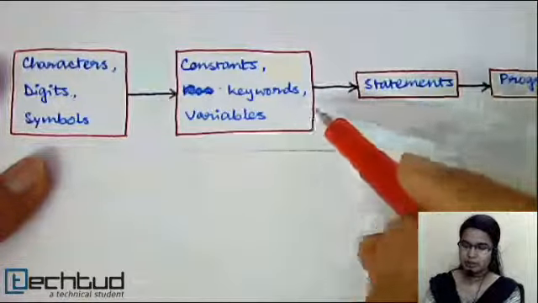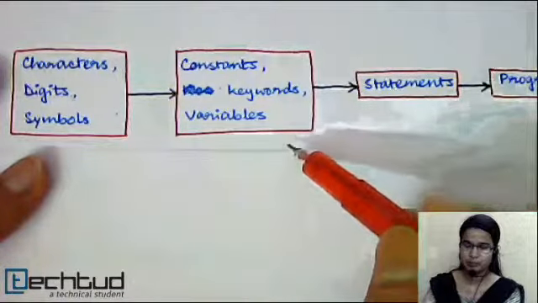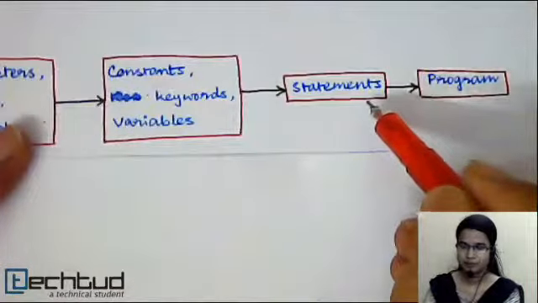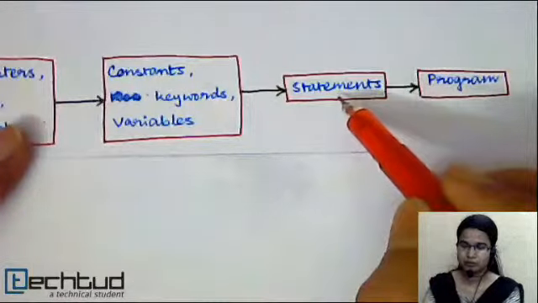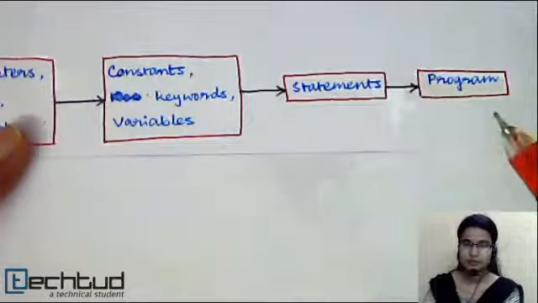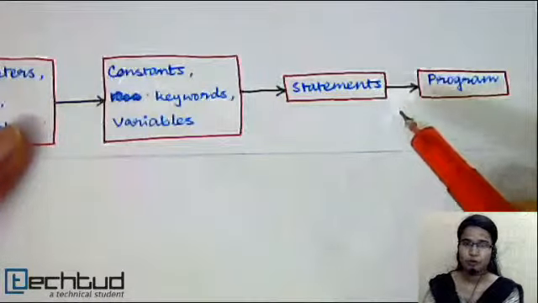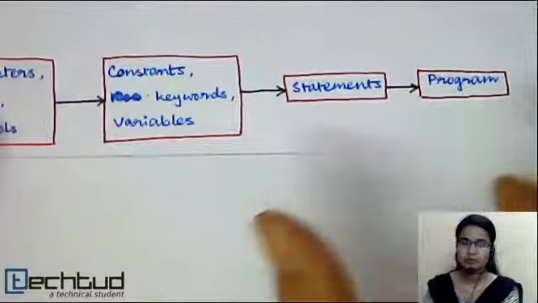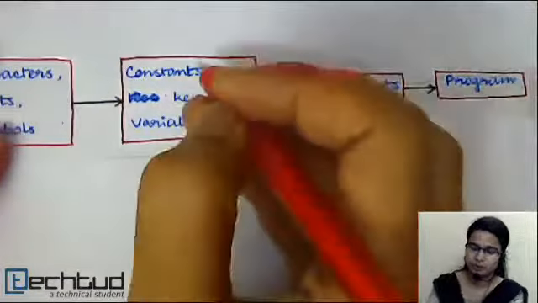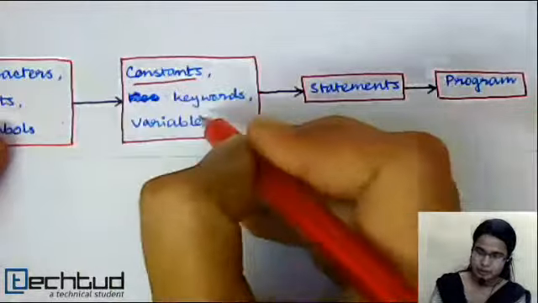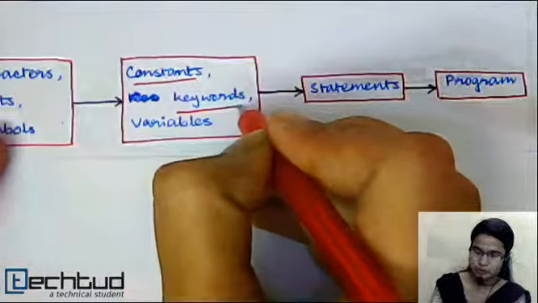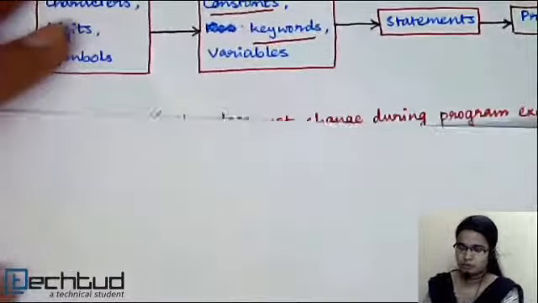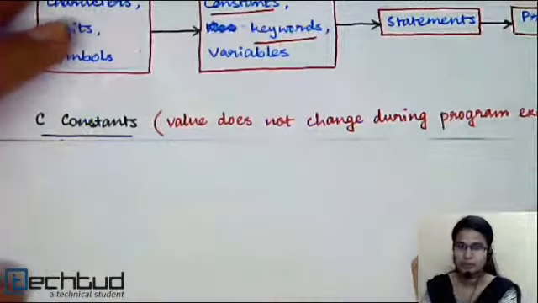Now these constants, keywords and variables are taken together to form statements. When we take a few statements together, we form a meaningful program. Alright, so in this lecture we are going to learn about constants and keywords, and we will cover variables in our next lecture. Okay, so let's see what is a C constant.